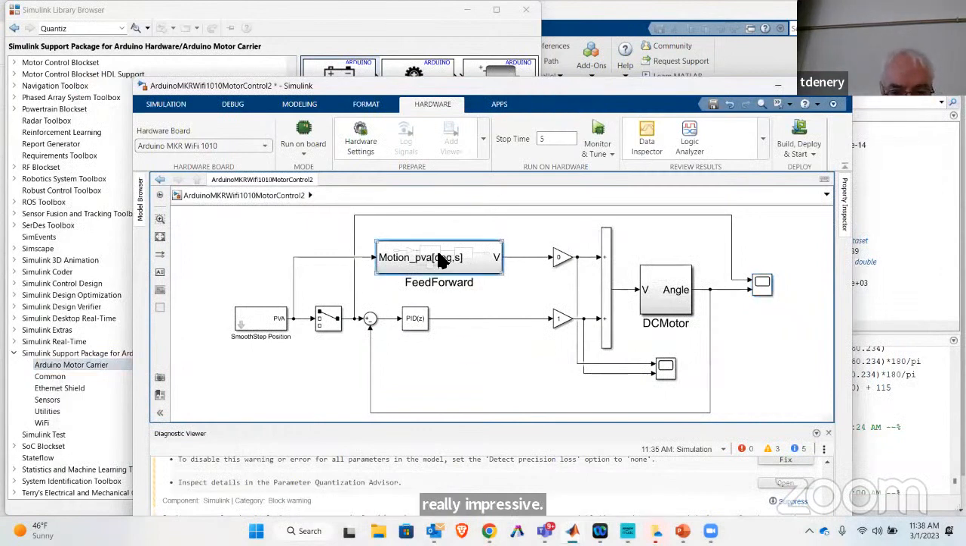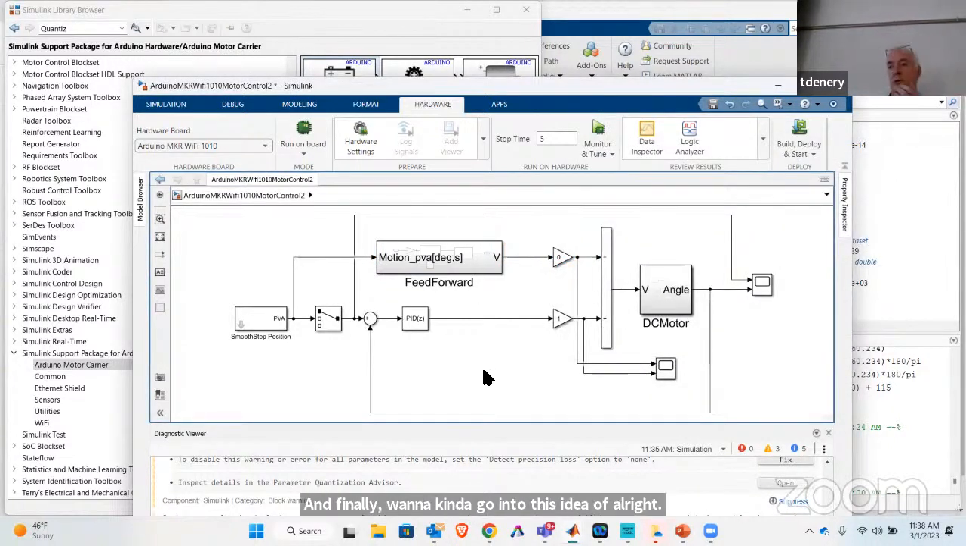I finally want to go into this idea of feed forward. Actually, let me explain what feed forward is. If you know it's a motor, and you know the response of the motor, whatever that means, there's something about that motor, there's a place you want to put it. And when it comes to motors, and how much time do we have?